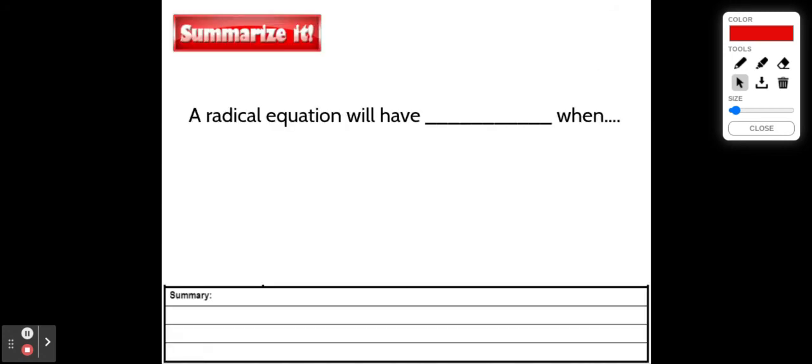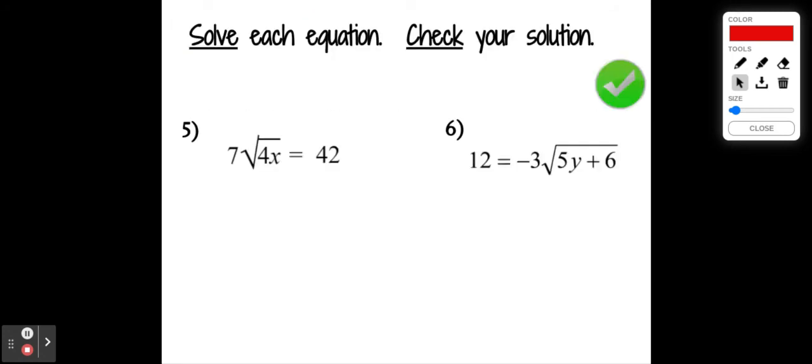Okay, whoops, we've got to go back. All right, on number 5, let's get ready to solve. So I'm going to draw the line down here. My goal is to get the x by itself. Now you see how 4x is kind of trapped under the radical? We're going to leave that there.